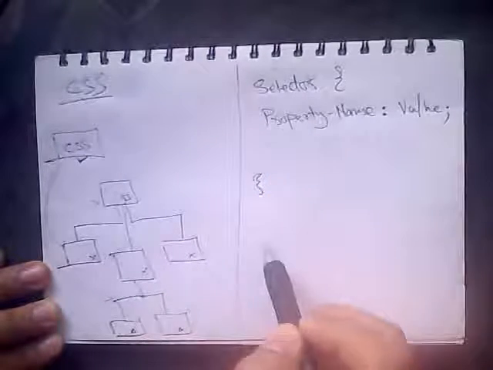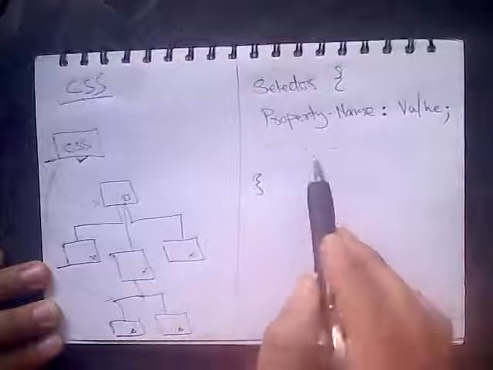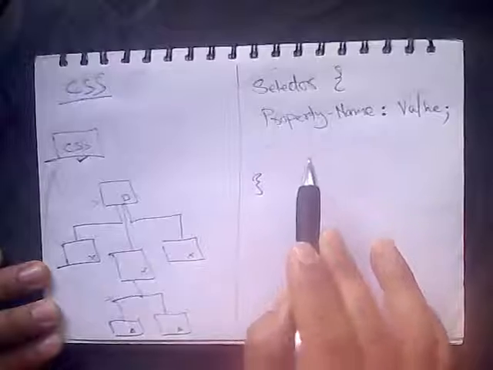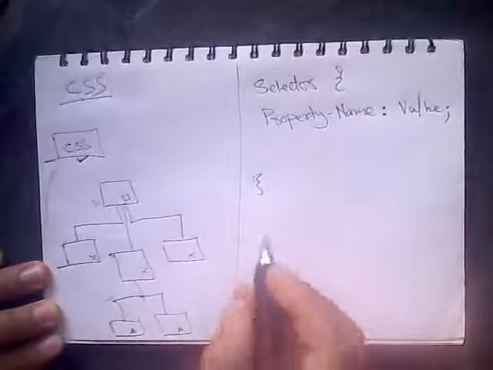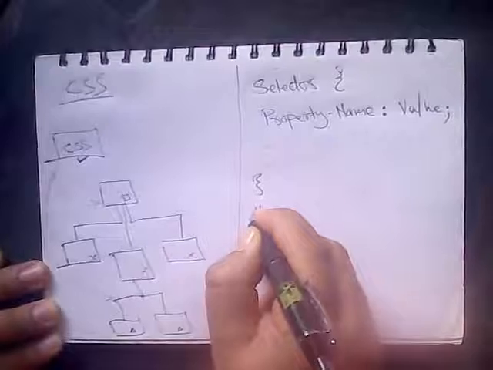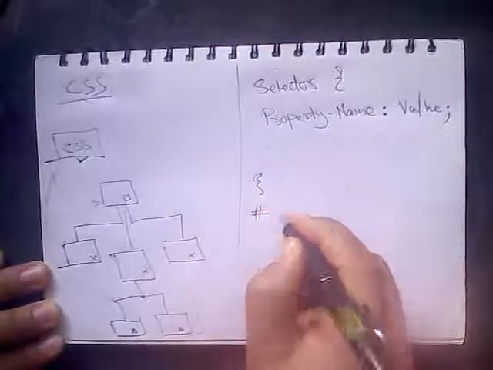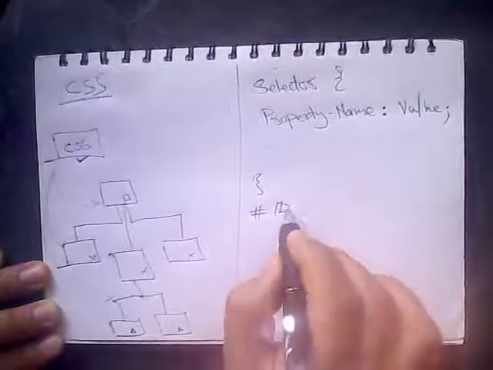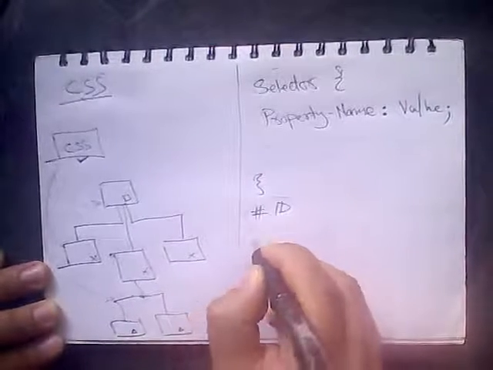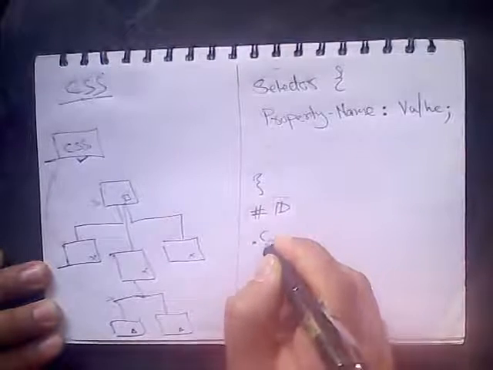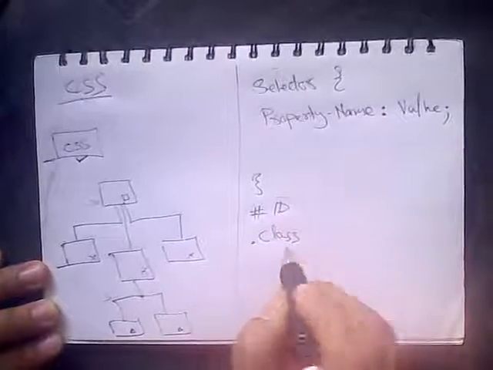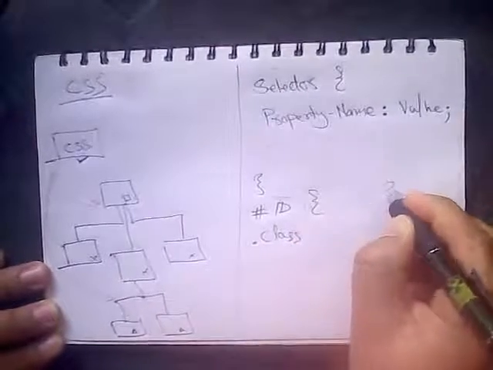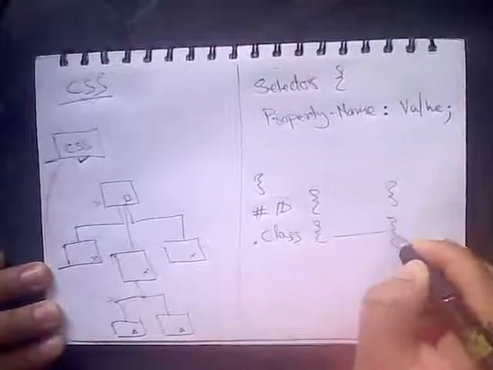You have a selector. Now I'll explain what kind of selectors you will have. Then you'll have a property name and the value, and then you can repeat this as many times as you want, and we will see that in an example. So the selectors could be with hash sign. This is for ID. I'll explain what is that and how you use it. Something with the dot is a class. So you can use a class name with the dot selector.